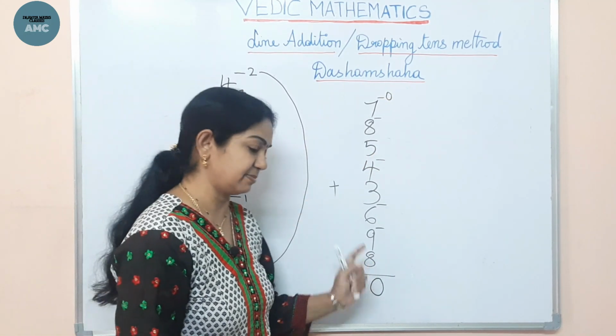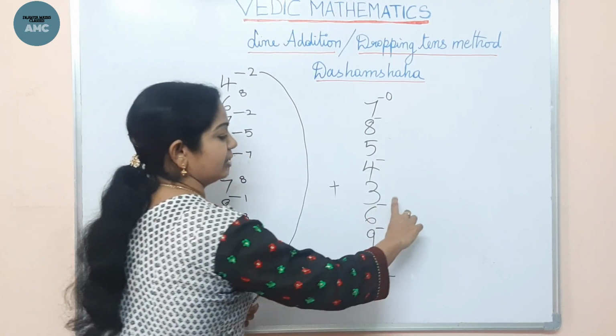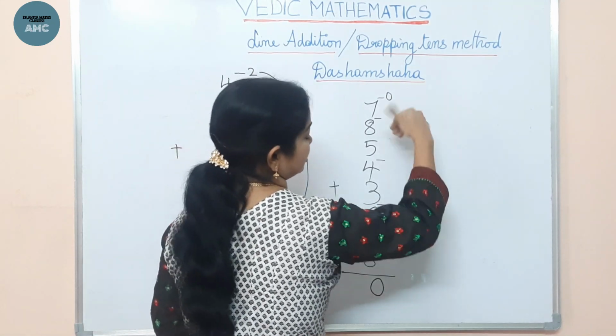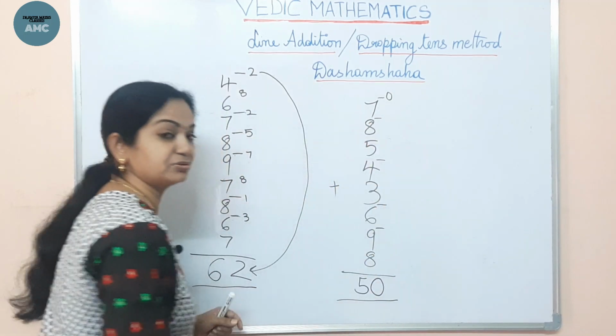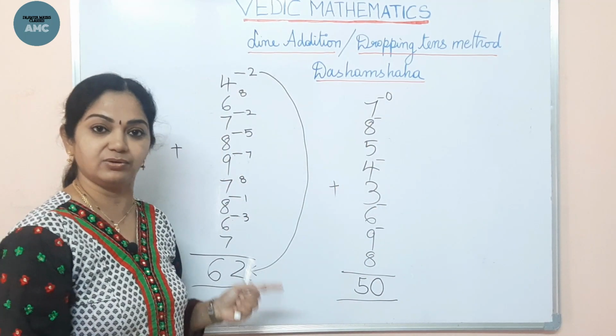So this will be our sum's units place. The sum of these numbers. Now how many 10s I've dropped? See, 2 plus 4 plus 1, 5, 50. The answer is 50. Check out using the conventional method also.